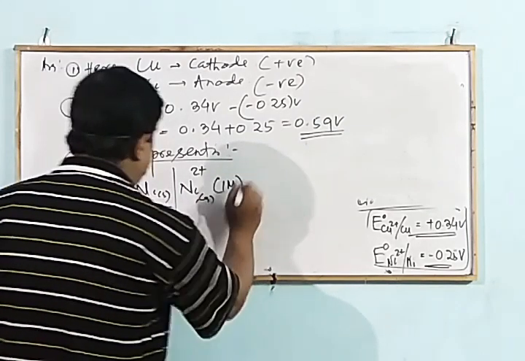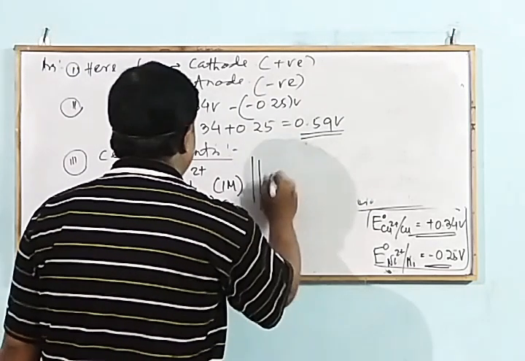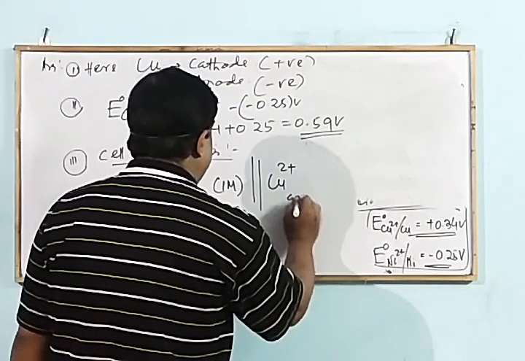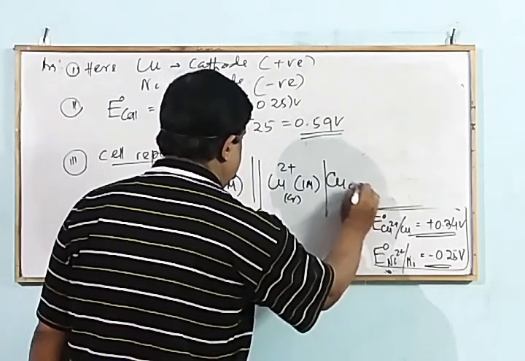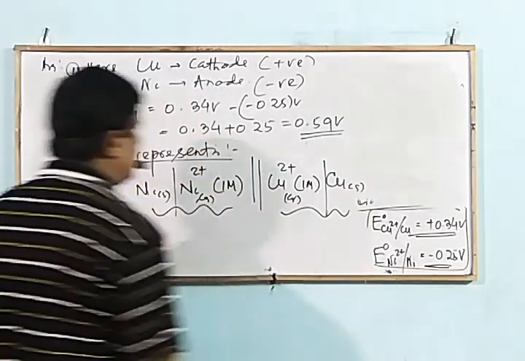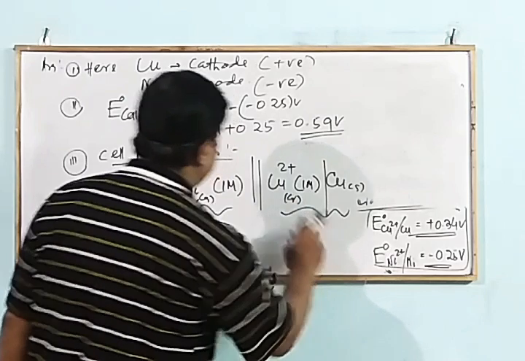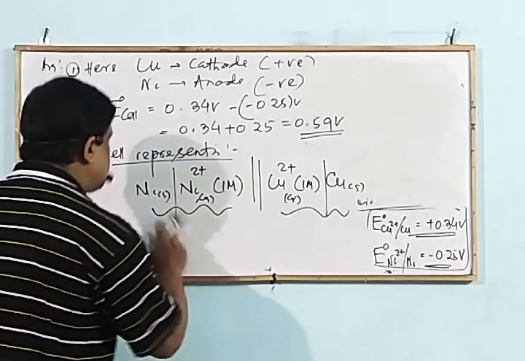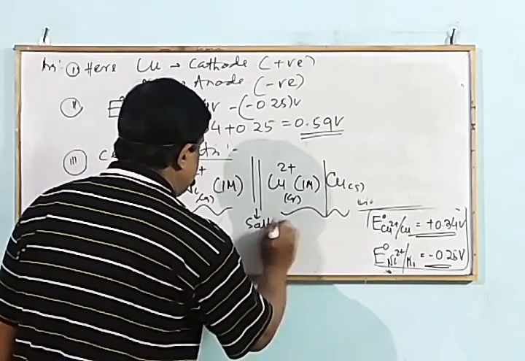Concentration 1 molar. It is a salt bridge. Then cathode: copper ion in aqueous form, 1 molar concentration / copper solid. This one is the anode half cell. This one is known as the cathode half cell. This one is the negative half cell. This one is the positive half cell. This one is the oxidation half cell. This one is the reduction half cell. It is known as the salt bridge.